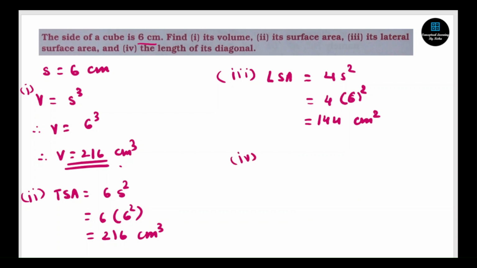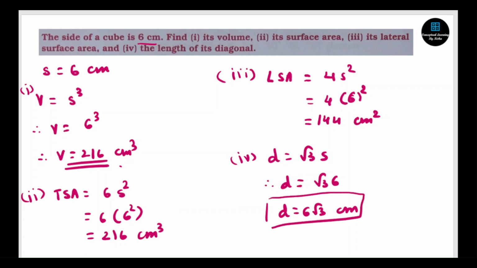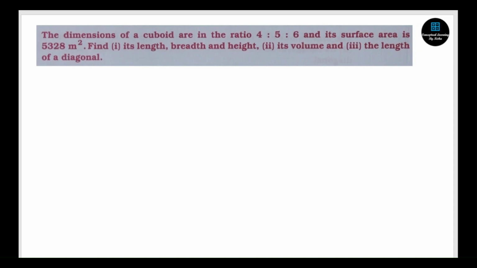Alright. And now the length of the diagonal. So length of the diagonal D is equals to square root of 3 into S. So D is equals to square root of 3 into 6. So you can simply write this as D is equals to 6 square root 3 centimeter, and you can stop it here, or you can substitute the value if it is given to you.